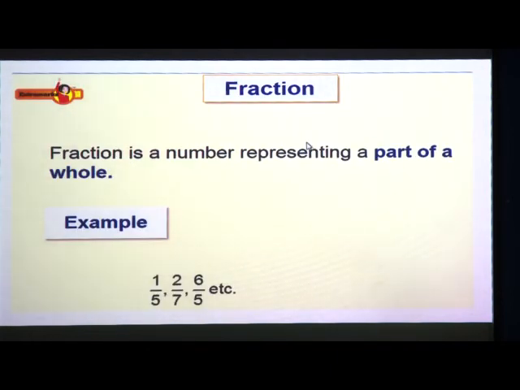Fraction is a number representing a part of a whole. Now, out of 5 parts, 1 part is given to Rahul. So, out of the whole, 1 part is given to Rahul. This we can represent as 1 by 5 in fraction. So, fraction is nothing but a part of a whole. Then 2 by 7, 6 by 5 are also some types of fractions.